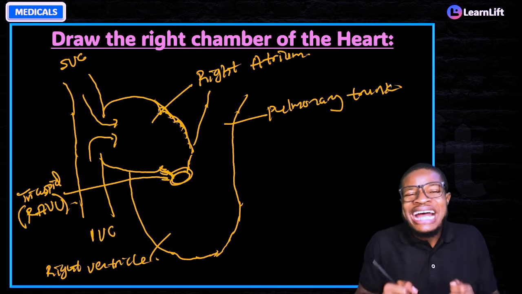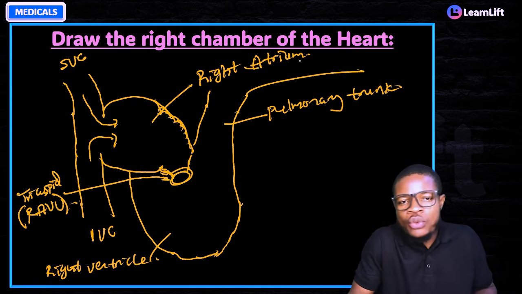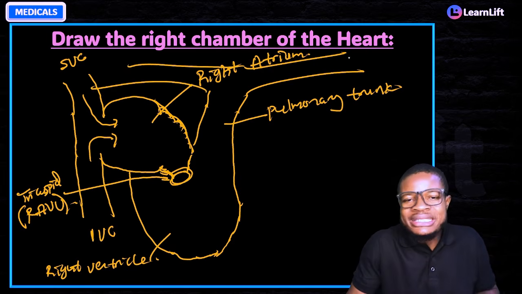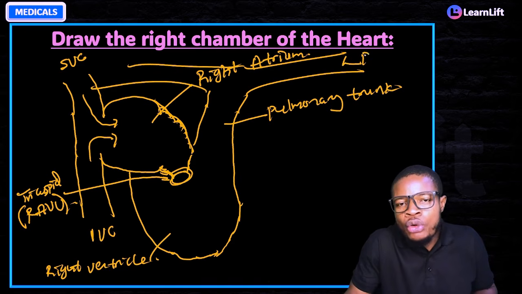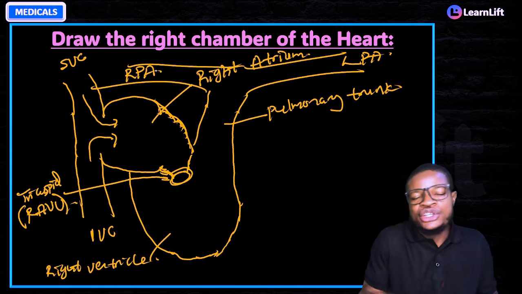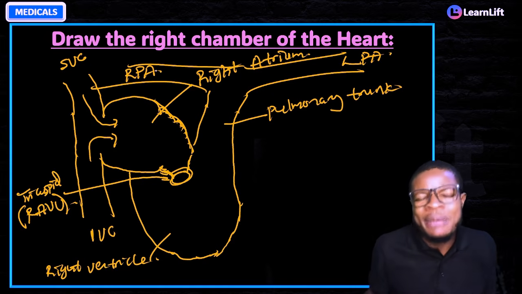And don't forget that as the pulmonary trunk goes up, it will bifurcate into two, right? What will it bifurcate into? This is the left pulmonary artery, and here is the right pulmonary artery. So the pulmonary trunk will bifurcate into the left and the right pulmonary artery respectively.